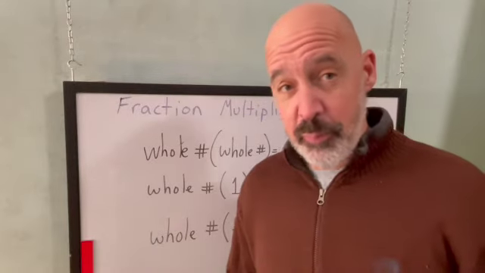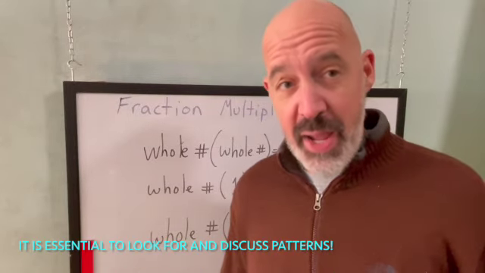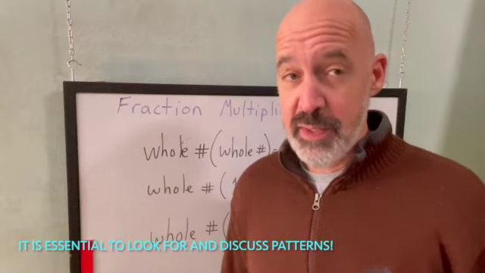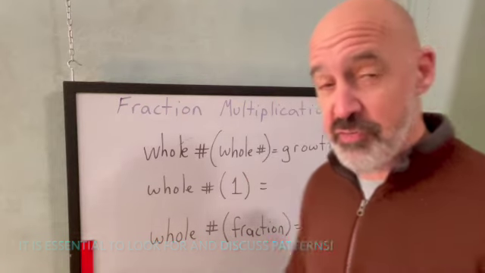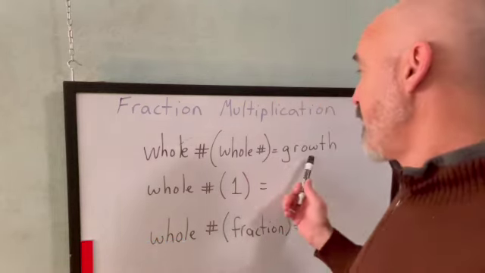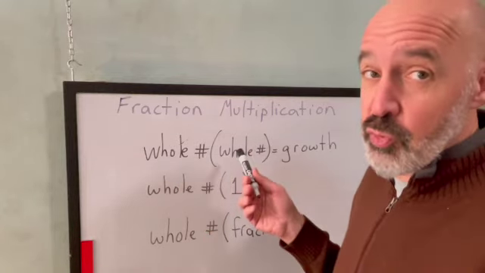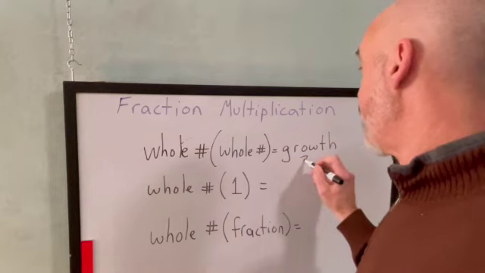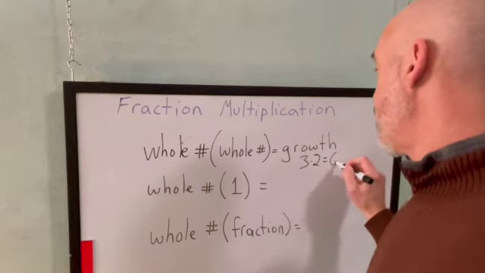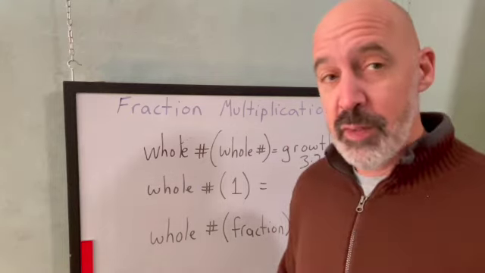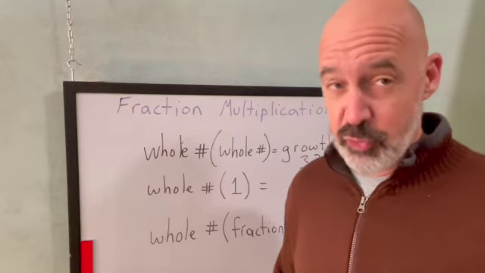So first, it's important for your child to see patterns in multiplication. And oftentimes, the first thing a child thinks is multiplication means growth, because they're used to thinking something like 3 times 2 equals 6. And 6 is larger than both the 3 and the 2, and so somehow multiplication always means growth. But of course it doesn't.